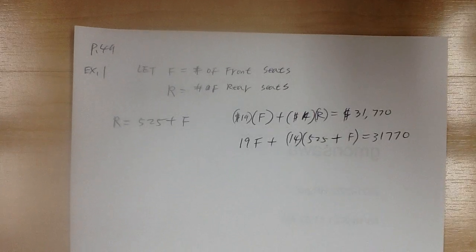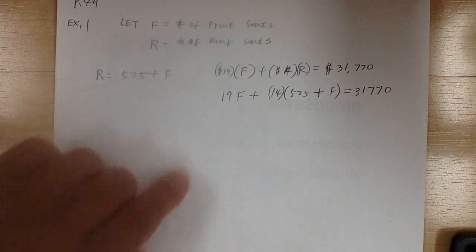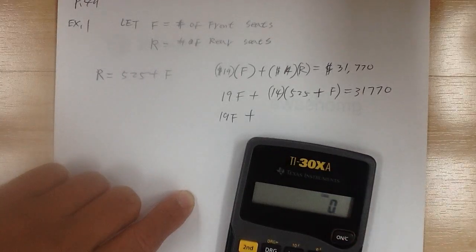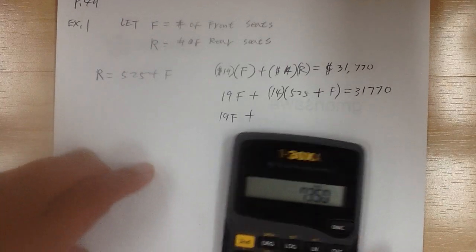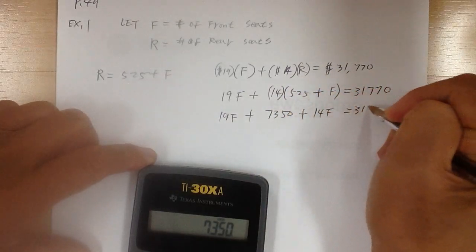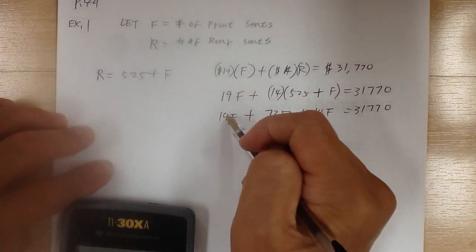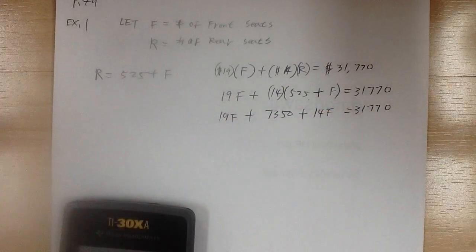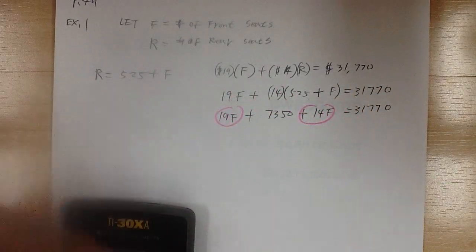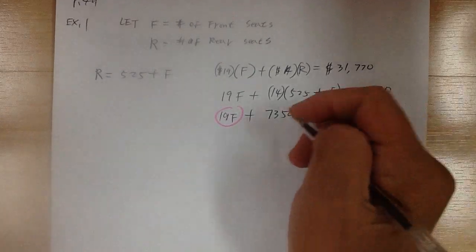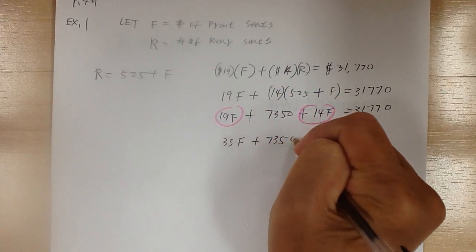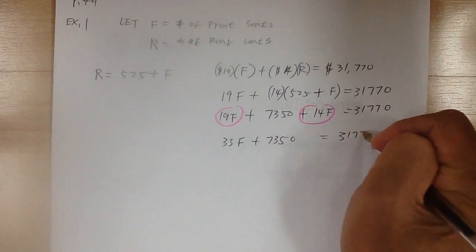Now you can multiply things out. So let's work this part out. You get 19F plus 14 times 525, so you're going to get 7350 plus 14F equals 31770. Then let's combine our like terms. You have this one here and this one here, so those are like terms, and you can combine them together. So it'll be 33F plus 7350 is equal to 31770.